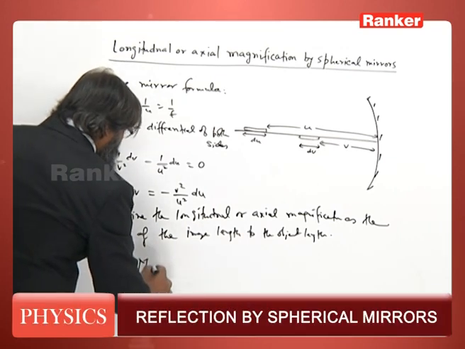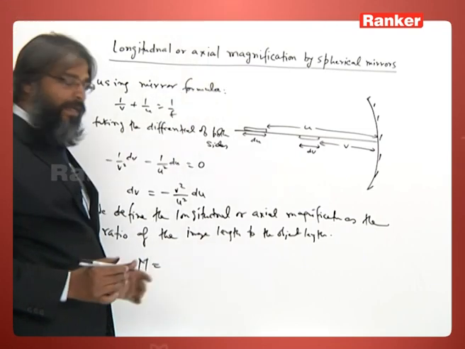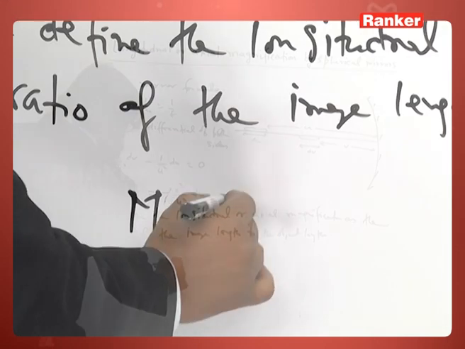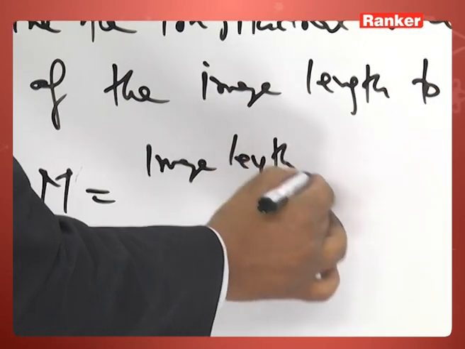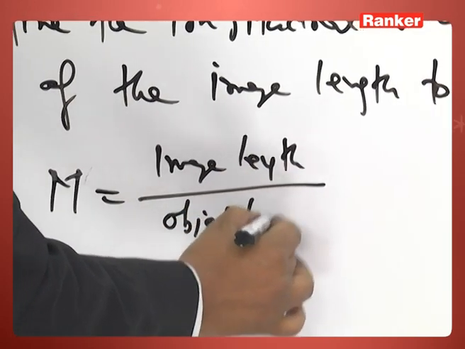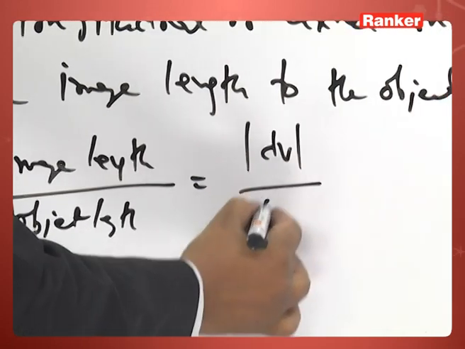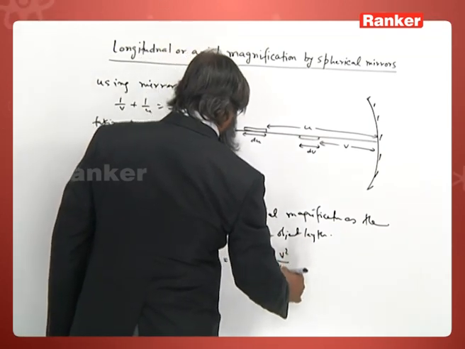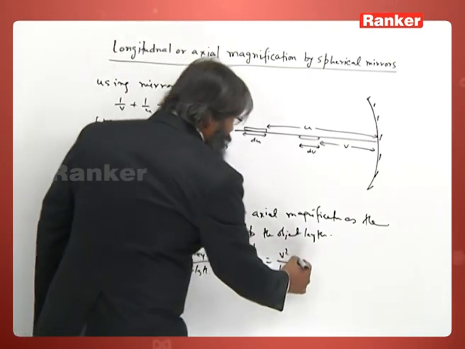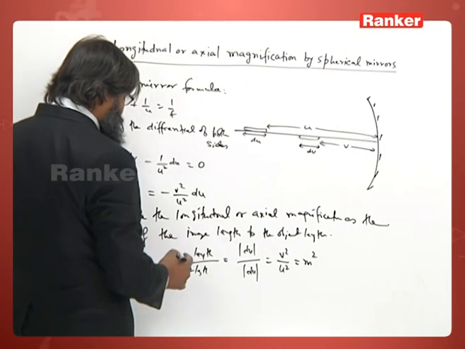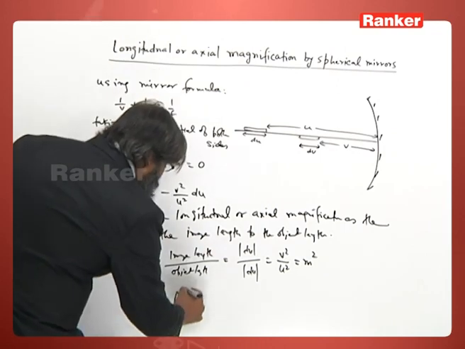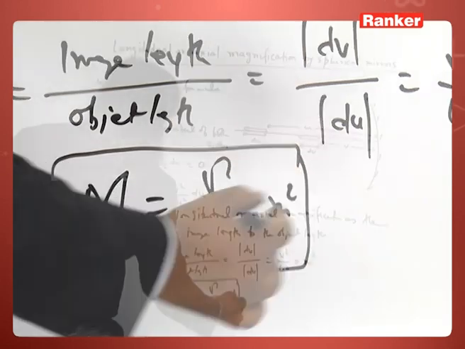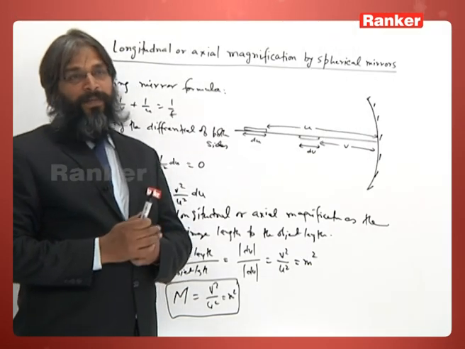So we reserve the capital letter M to denote longitudinal or axial magnification, and small m for transverse or lateral magnification. Here M is equal to image length by object length, that is modulus of dv by modulus of du. That will be equal to v square by u square, that is m square also we can write. So we got the formula for this magnification as v square by u square is equal to m square. This is our longitudinal or axial magnification.